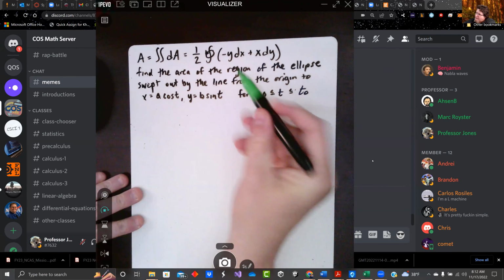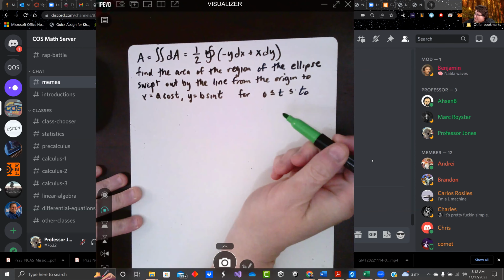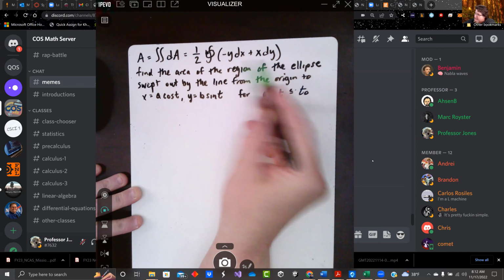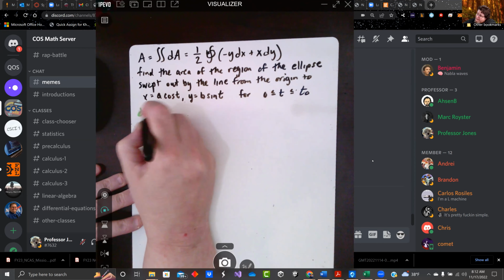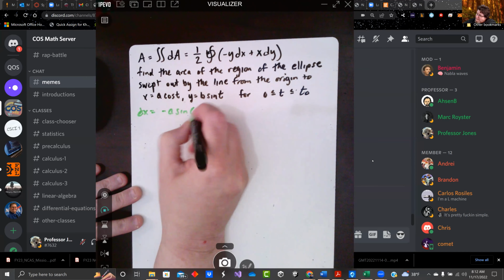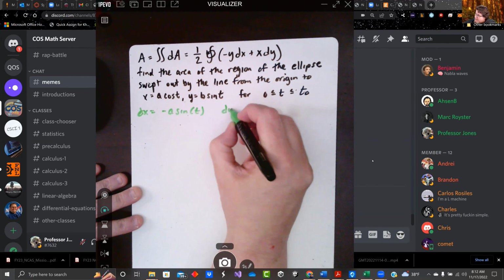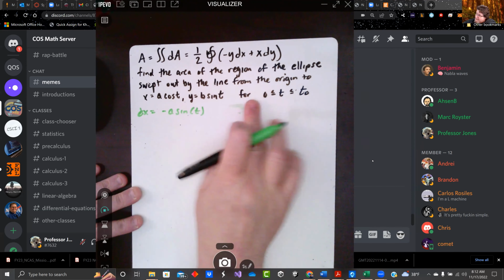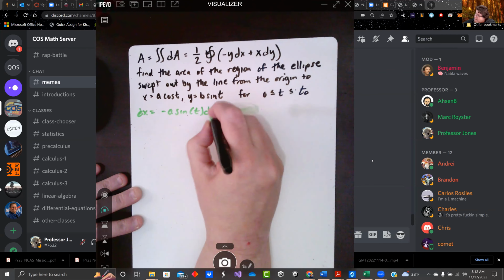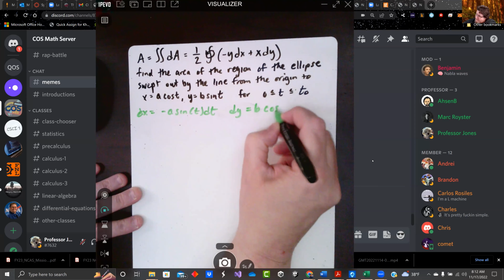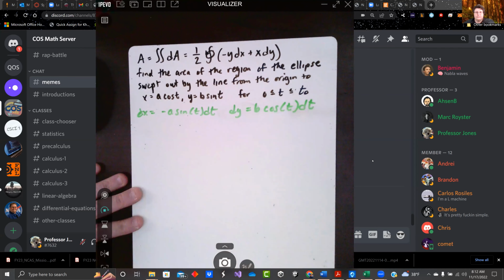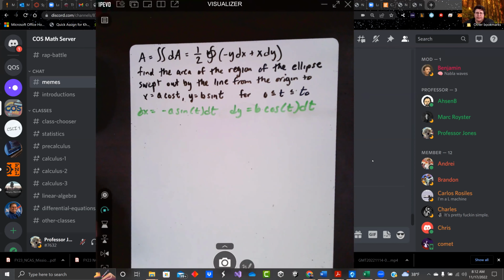But we need to fill in the components of this thing. We've got y and x. We know what those are, but we need dx and dy. So dx is going to be negative a sine t dt, and dy is going to be b cosine t. I'm missing a dt. And dy will be b cosine t dt. And we're going to integrate from 0 to t naught.